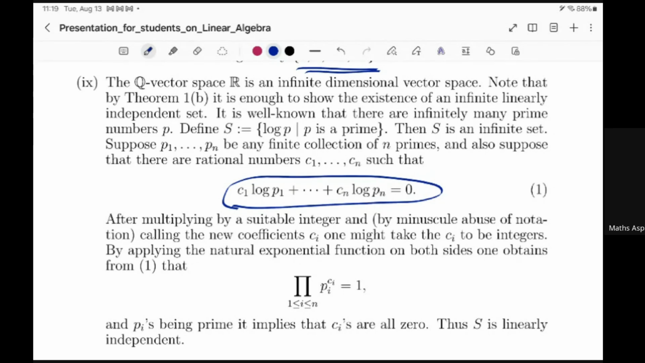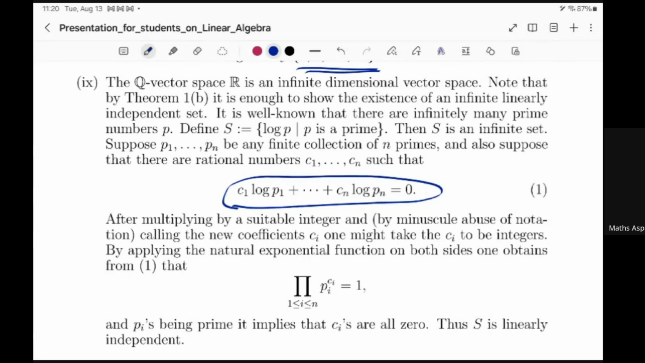These c_i are rational numbers. So each and every c_i comes with a numerator and a denominator, and these numerators and denominators are nothing but integers. So you can multiply both sides of equality 1 by the LCM of the denominators of the c_i. After multiplying, all the coefficients are just integers. So without much abuse of notation, I'm going to do that.